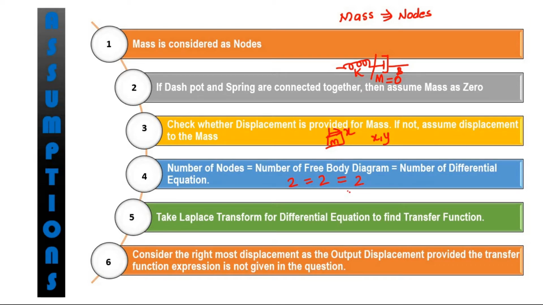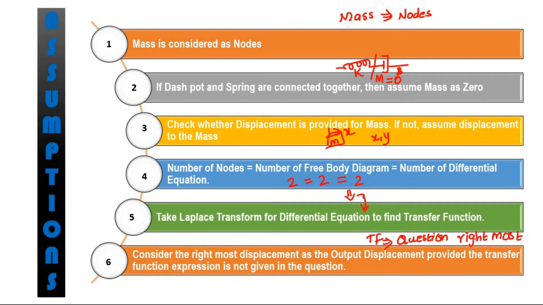Okay, so after writing the differential equation, we will be applying Newton's second law. After applying Newton's second law, we will be taking the Laplace transform in order to find the transfer function. Okay, so if the transfer function expression is not given in the question, we need to assume the output displacement as the rightmost displacement of the diagram.